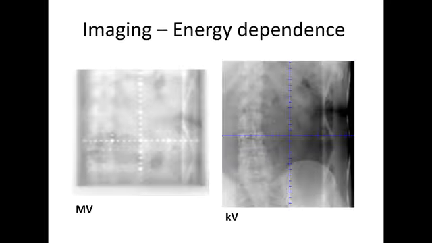Here are two images. On the left, a megavoltage image from a LINAC, and on the right, for the same patient, a kilovoltage image. And you'll see the contrast is much better for the kilovoltage image, and that's because of that extra Z-dependent enhancement. Now you see the bones on the megavoltage image just because they're more dense, not because the mass absorption coefficient is higher.